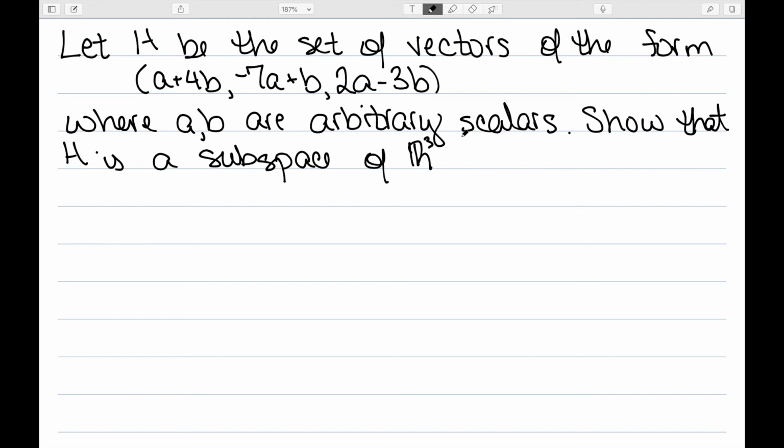I'm going to let H be the set of vectors of this form: a plus 4b, minus 7a plus b, and 2a minus 3b, where a and b are arbitrary scalars. And I want to show that H is a subspace of R3. In order to do that, I'm going to start by writing this as an actual column matrix, so as a vector: a plus 4b, minus 7a plus b, and 2a minus 3b.